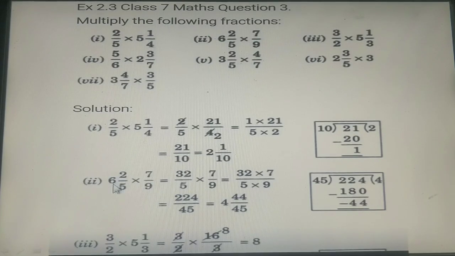The same way, 6 2 by 5, you will convert into an improper fraction first. 32 by 5, multiplied by 7 by 9. Then product of numerators upon product of denominators. Here you can see very well that nothing can be cut. That means you cannot divide any numerator and denominator here. So if you do not have any other option, you just have to multiply these two. You will get here 224 upon product of denominators as 45. Further you will divide it to get a mixed fraction form, and hence your answer will be 4 wholes, 44 by 45.